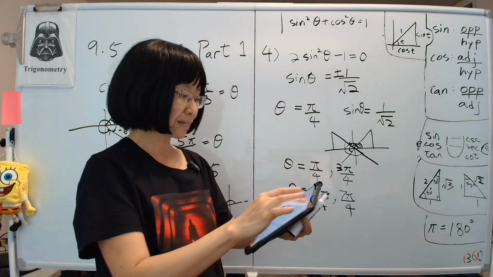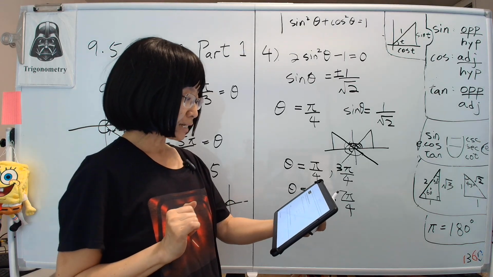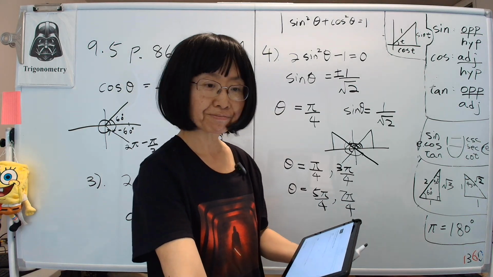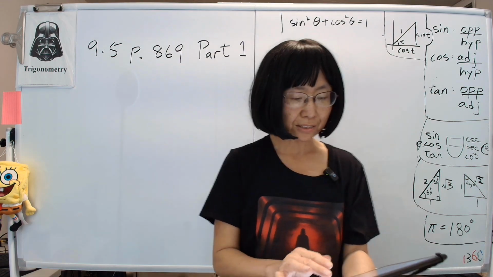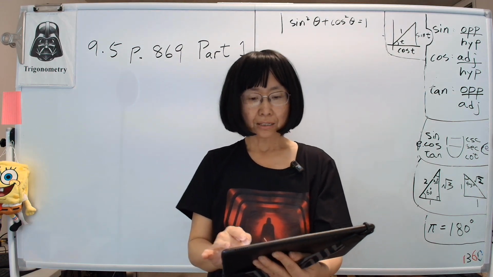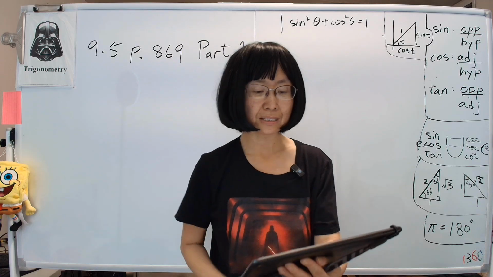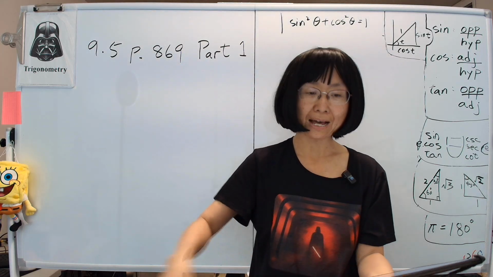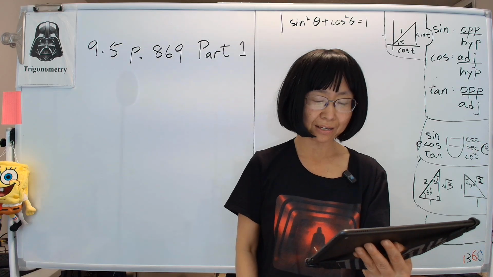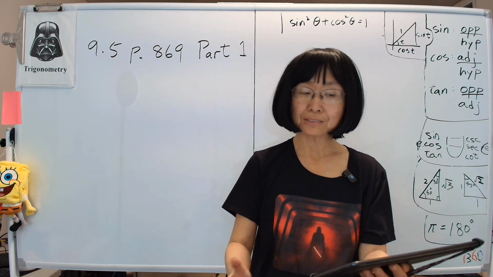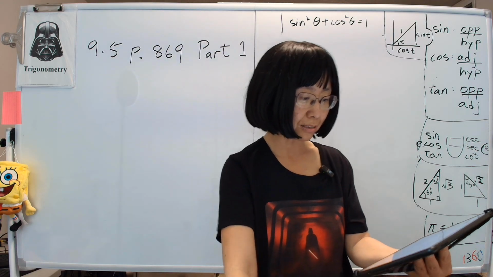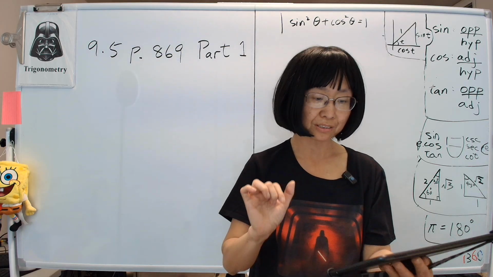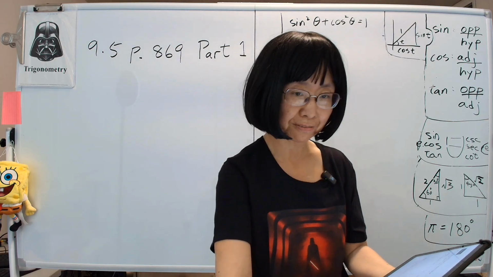So that's example 4. Next, let's consider example 5 after I clean off the board. Example 5 is similar to example 4, except that they expect theta to go from 0 to 4 pi. So you have to repeat the angle. Please do that one yourself, and just remember to repeat the angle by adding 2 pi to your solution. Then you get 2 more answers.